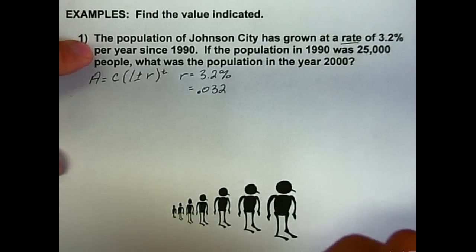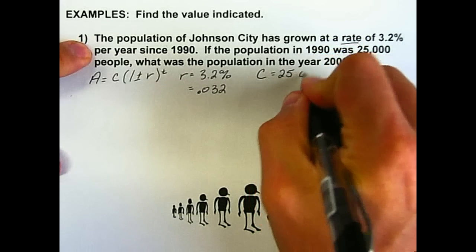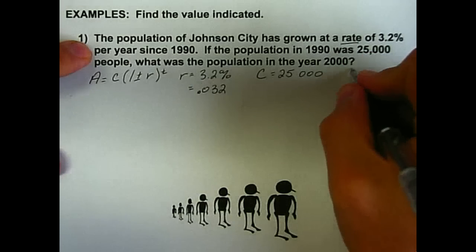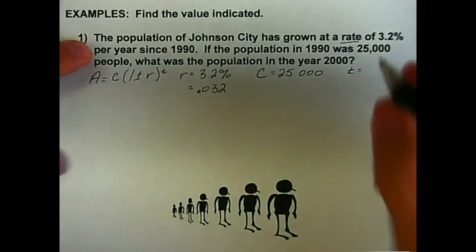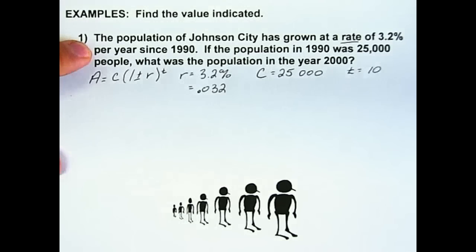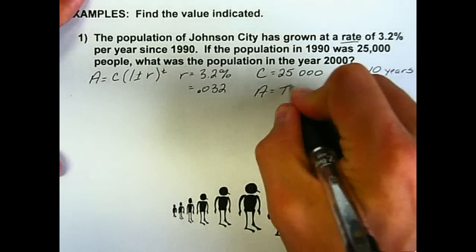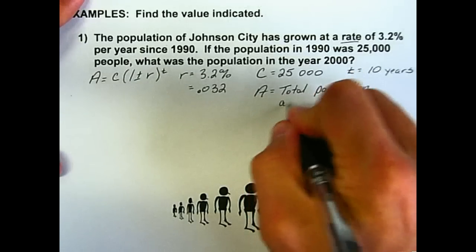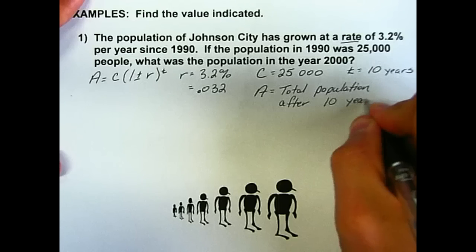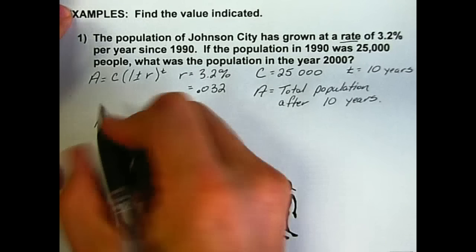Okay? And the initial population that we're dealing with, our C, looks like it's going to be 25,000. Right? The amount of time that we're watching that population grow is in between 1990 and the year 2000. So that means that we're looking over a time of 10 years. And we're trying to find our A, which is the total population after 10 years. Okay. And the nice thing about the formula here is that it takes care of pretty much everything else for me.